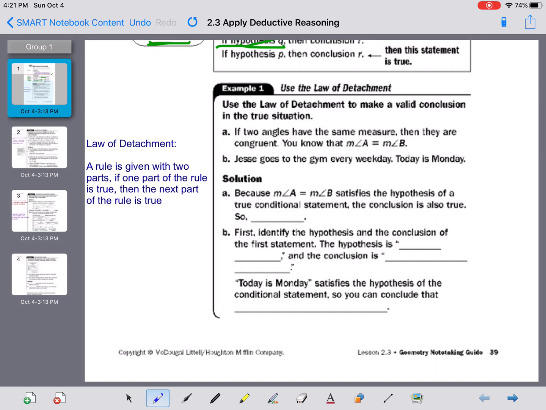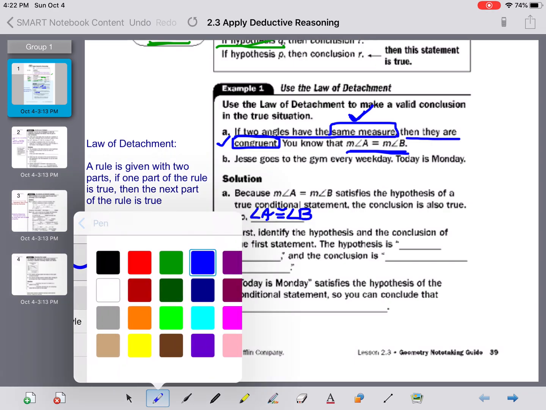So let's do our first example. If two angles have the same measure, then they are congruent. So here's my two-part rule. If two angles have the same measure, so same measure is one of my parts. Then they are congruent. Congruent is the second part. Okay, they tell me the measure of angle A equals the measure of angle B. So which part came true? The same measure. So what's my answer? Angle A is congruent to angle B. So they told me same measure, I tell them congruent. I don't think of anything new, I just say that's the answer, okay?